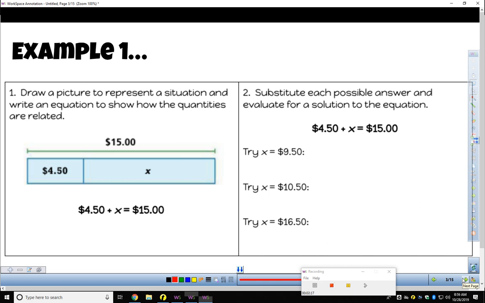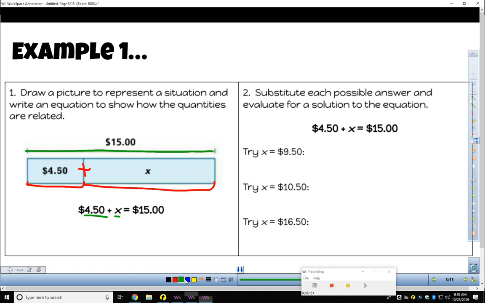So we're going to look at 2 quick examples. A lot of times you will see pictures that represent these examples. The way that this is drawn to set up is that this $4.50 and this x, if you were to combine them, then it would equal this whole total right here of $15. So you went to the store, you bought one thing for $4.50, you bought another thing, you're not sure how much that item was, but your total was $15. And so how much did that other item cost?